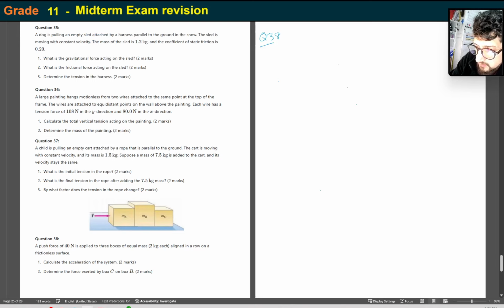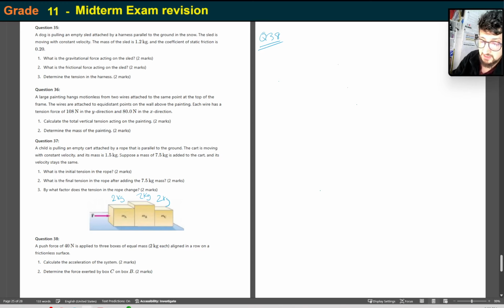Question 38. Oh, that's like sky blue. Teal, I think they call this. Anyway, a push force of 40 newtons is applied to 3 boxes of equal mass. They are 2 kilograms each, 2 kg, 2 kg, and 2 kg, aligned in a row on a frictionless surface. Calculate the acceleration of the system.